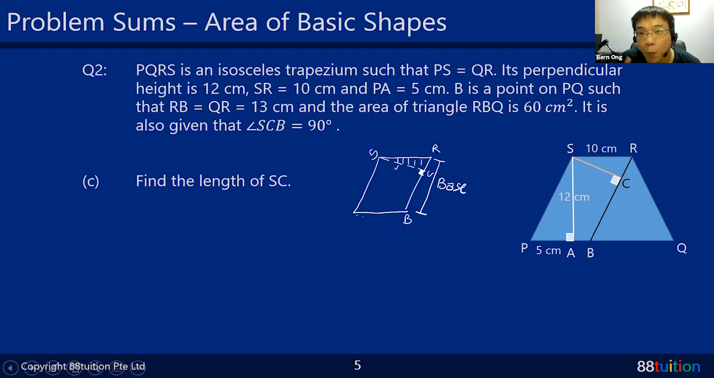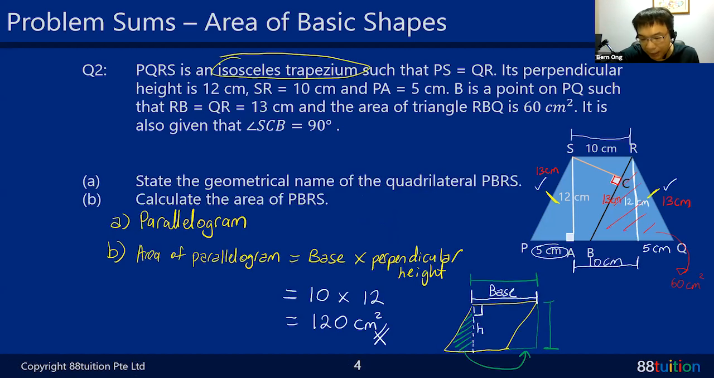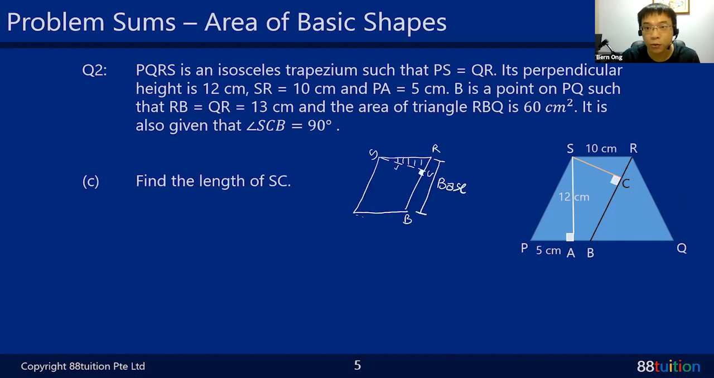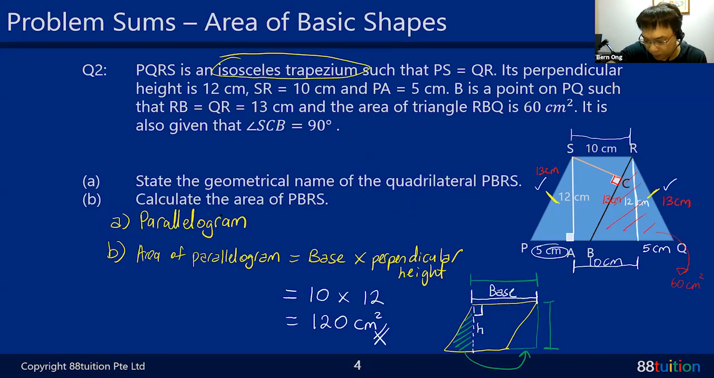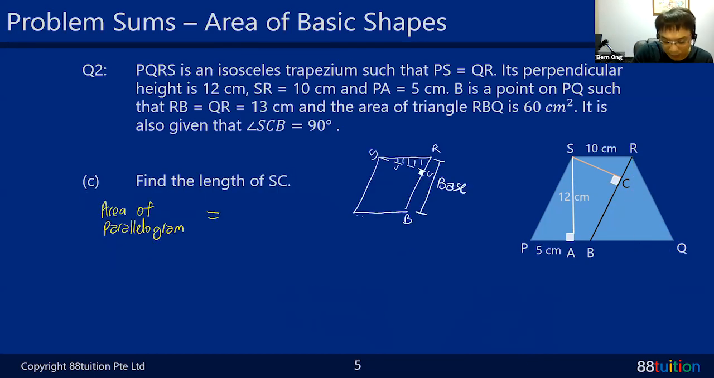And we are talking about the same parallelogram, right? In the earlier question, the parallelogram area is 120. In this question, the area must also be 120 because we are talking about the same parallelogram. So that's the clue. So I write area of parallelogram is equal to, just now I found already, 120 square centimeters.